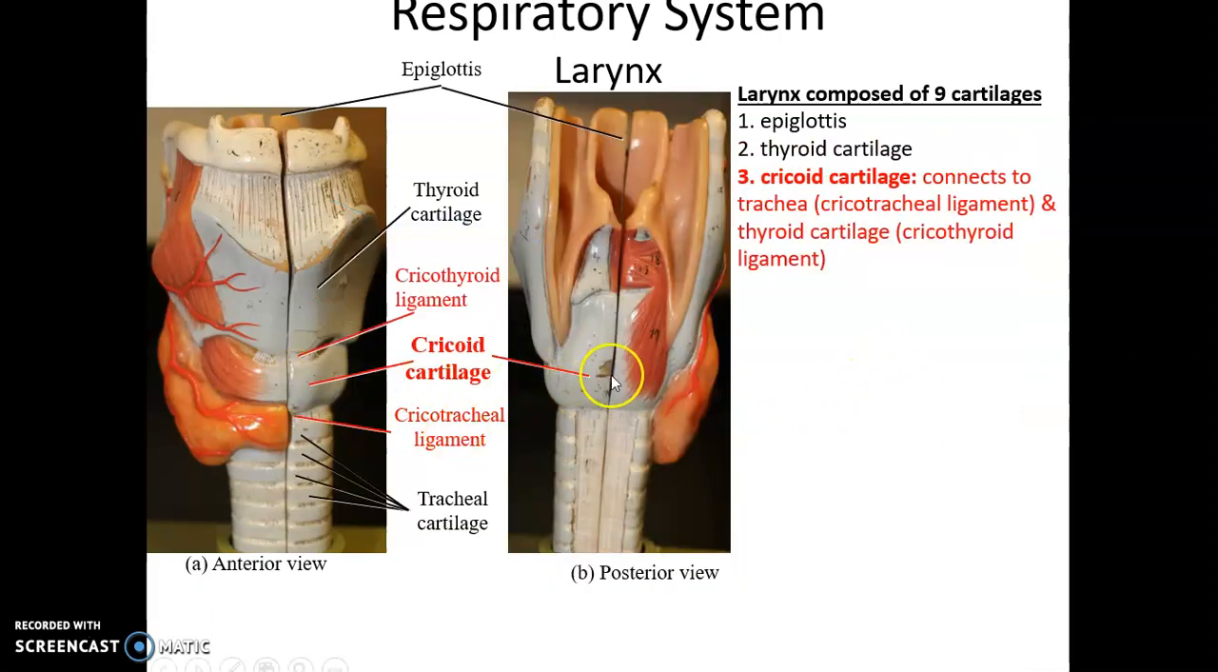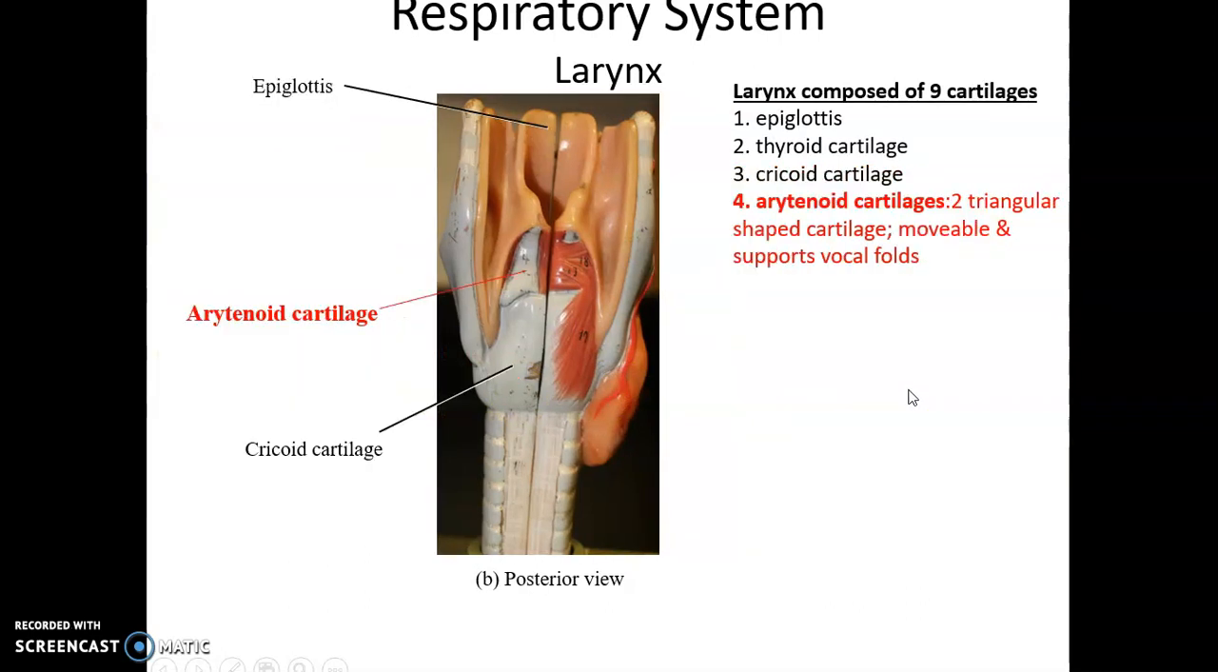Cricoid cartilage. The cricoid cartilage is the inferior cartilage of the larynx. It connects to the trachea via the cricotracheal ligament, and it connects to the thyroid cartilage via the cricothyroid ligament. On the posterior side of the larynx, it's possible to see the 2 arytenoid cartilages. These are triangular-shaped cartilages. The arytenoid cartilages are movable and help to support the vocal folds, and so are important in speech.